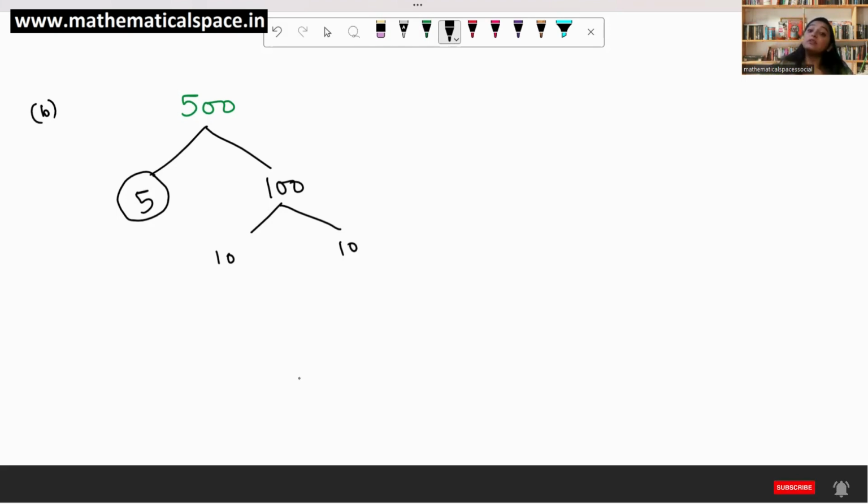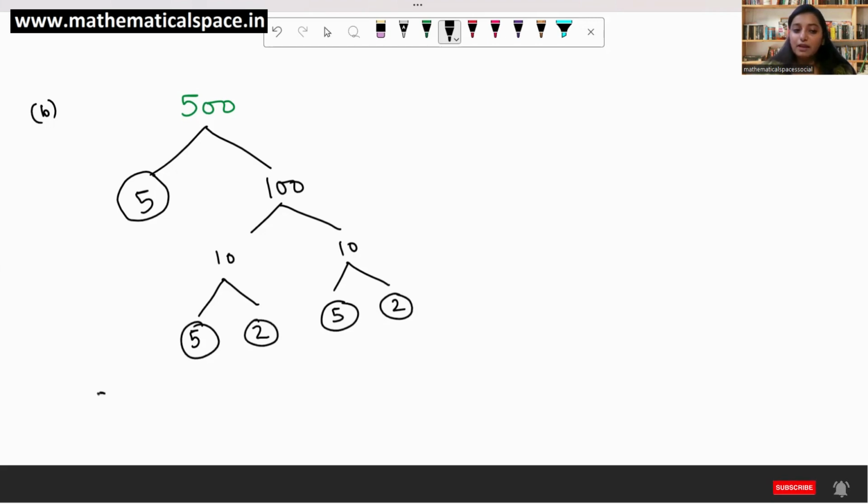That means we will further branch it. We'll find its more factors. So how can we write 10? I can write it as 5 times 2. And how can I write this 10? Also 5 times 2. So now we get all the prime numbers. So 500 is equal to 2 times 2 times 5 times 5 times 5. We simply write all the circled numbers. I hope the concept of prime factorization is crystal clear to everyone.